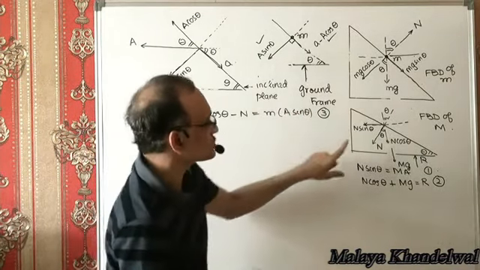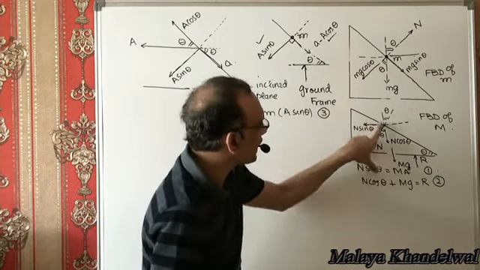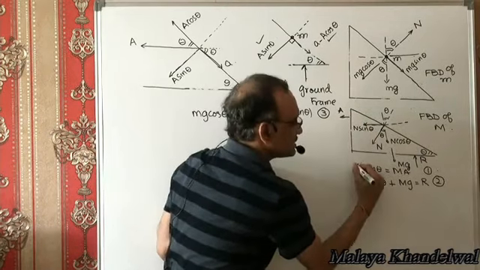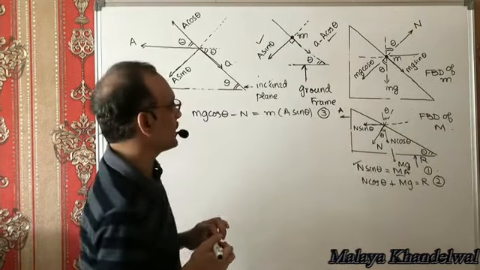So equation 1 was like the inclined plane having an acceleration A, as we saw earlier, because of N sin theta. N sin theta is capital M into A, right?